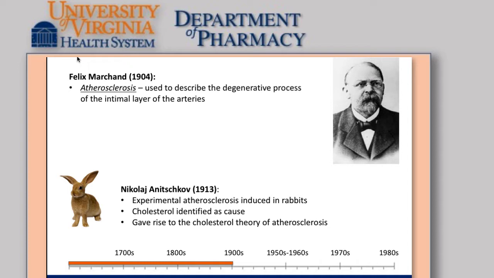Felix Marchand, of course, I want to mention because he coined this term atherosclerosis. Again, athero from the Greek word for gruel or porridge, and sclerosis for hardening. And again, further describing this degenerative process of the intimal layer of the arteries. Now, a landmark thing happened in 1913 with the work by Nikolaj Anichkov. He was actually able to induce atherosclerosis in rabbits by feeding them a diet of pure cholesterol. This proved this cholesterol theory of atherosclerosis.